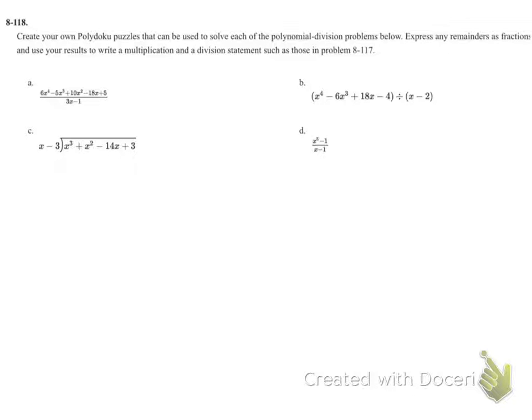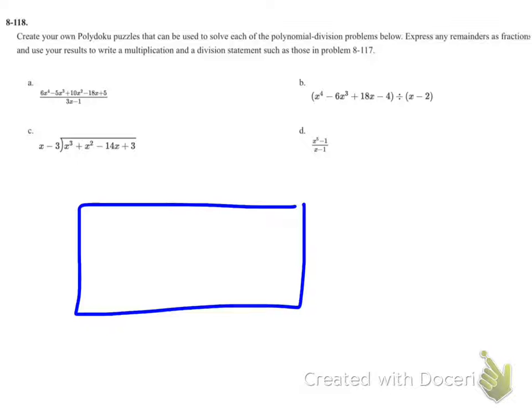Problem 118, we are working with some polynomial division. All the problems are written a little bit differently, but they're all going to be done the same way. So if I take a look at problem A, make my generic rectangle, 3x minus 1 is what I'm dividing by, so that's going to go on the side. A 3x and a negative 1.